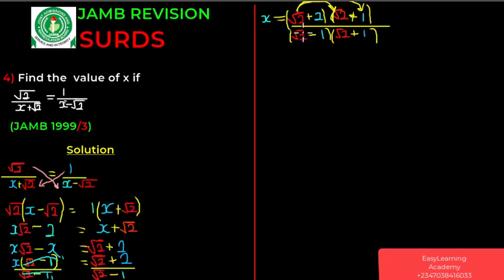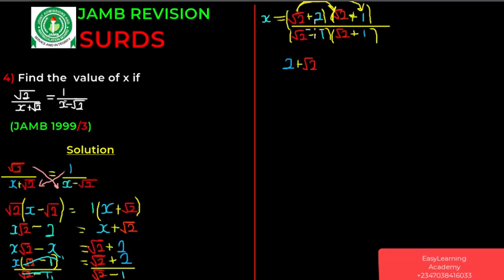Okay, so we can expand, saying square root of 2 times square root of 2, that will give us 2. Okay, so that will give us 2, and square root of 2 times 1, that will give us square root of 2, plus square root of 2.